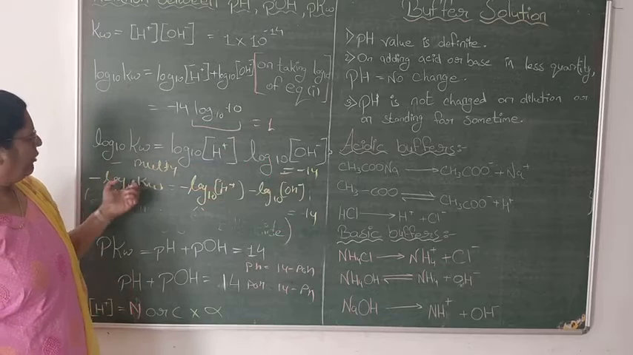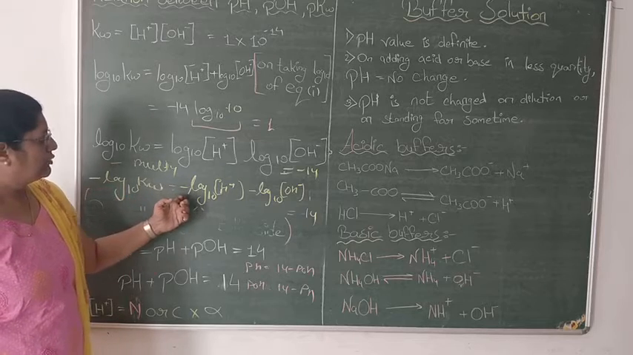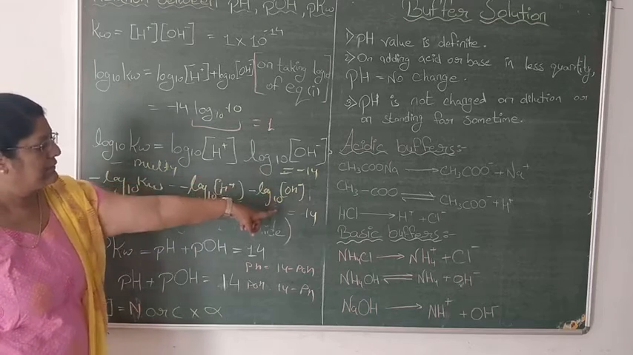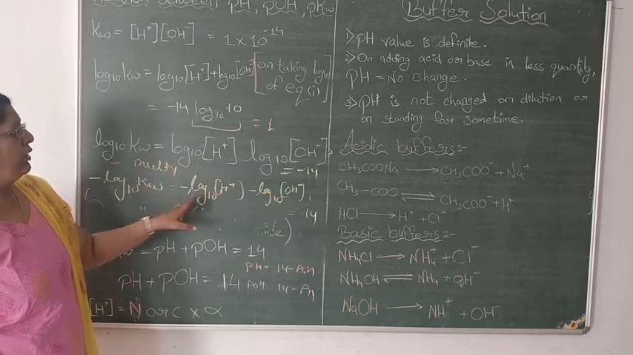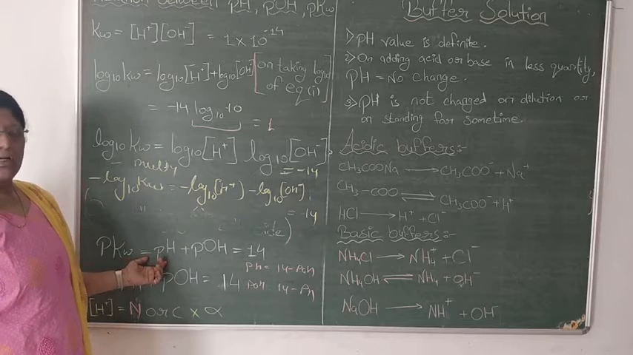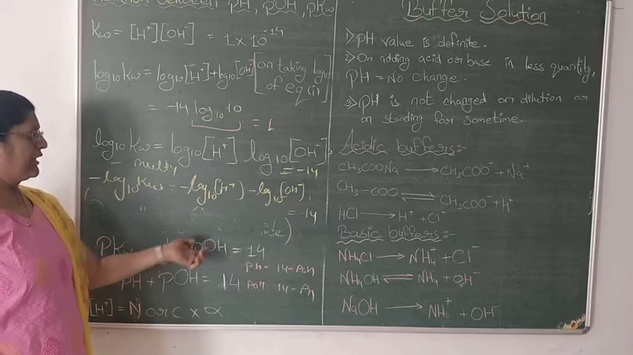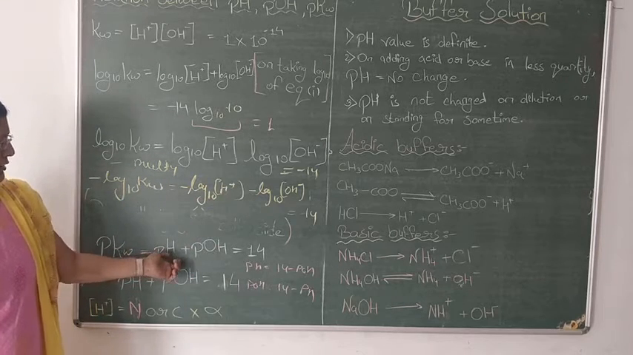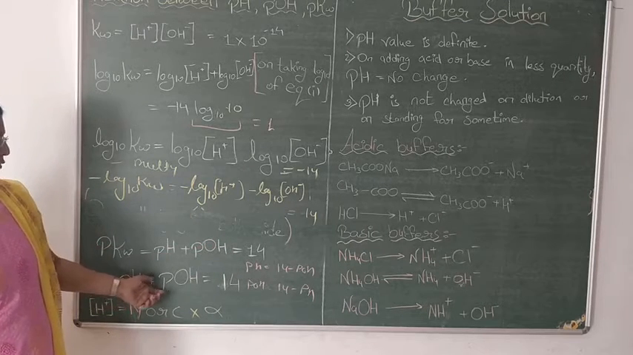Now multiply the whole equation by minus. So minus log base 10 Kw is equal to minus log base 10 H positive ion minus log base 10 OH negative ion, which will be 14. As we know, minus log base 10 H positive ion is equal to pH. Yesterday we read about it. Then minus log base 10 OH negative ion is equal to pOH. So converting Kw gives pKw. So pKw is equal to pH plus pOH is equal to 14. pH plus pOH is equal to 14.